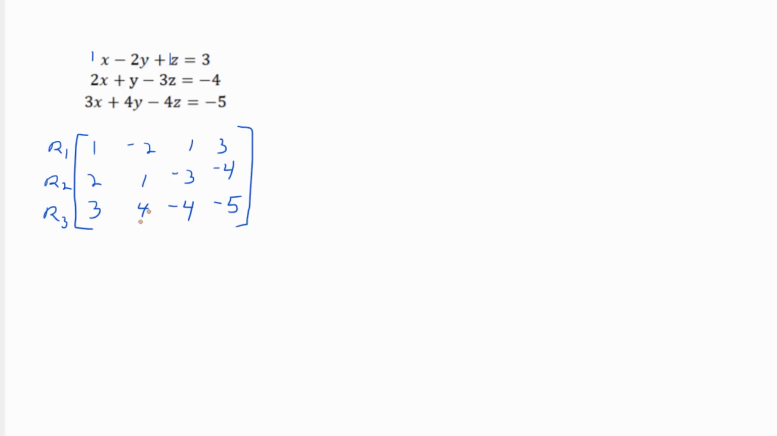Here we go. To eliminate this 2, to make it a 0, I'm going to take the current row 2, subtract off 2 times the current row 1, and then that will be my new row 2. So that's how I notate that. And then I'm going to do something similar for row 3. I'm going to make it so that there's a 0 where this 3 is. We're going to use our pivot row to do that. So we're going to take minus 3 times row 1, and that's going to be our new row 3.